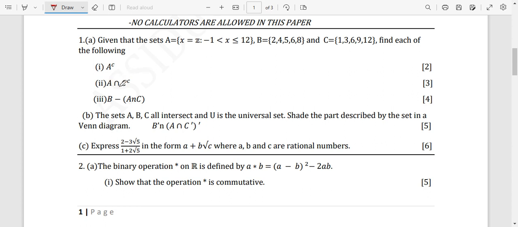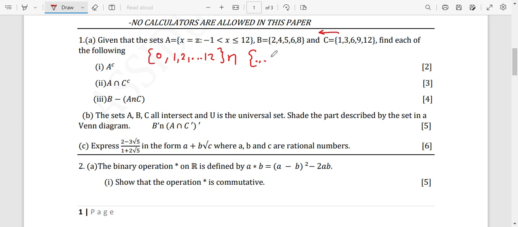Let's answer A intersection C complement. We want what is in A but outside C. Now I'll first write the set A. We know that the set A is 0, 1, 2, like that up to 12. Intersection C complement. So let's list the elements outside C. We are going to have elements from 1 going in this direction. I'll just put dots like this to mean that there are a lot of elements here.